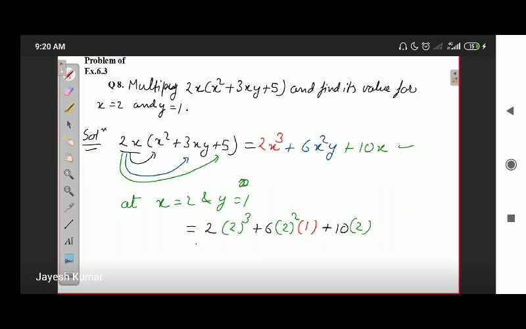So this is 2 into 2 cube. 2 cube is 8, 8 2s are 16. 6 into 2 square, 2 square is 4, 6 4s are 24, 24 into 1 is 24, and 10 2s are 20. Now 16 plus 24 will be 40, 40 plus 20 is 60. So 60 is your correct answer. I hope it became clear to you.